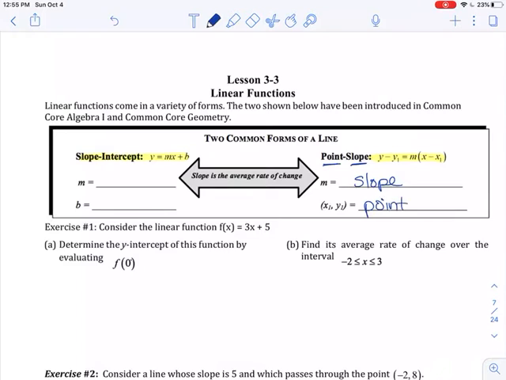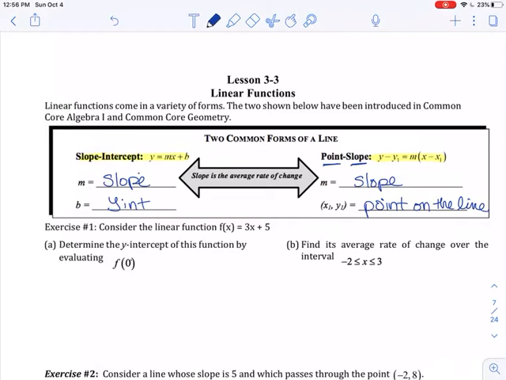So again, m is my slope, and (x1, y1) was the point on the line. So I just needed 1 point and 1 slope. If I had 2 points, then I could use either one. Whereas in Algebra 1, you used y equals mx plus b. Again, m is still your slope, but this time my b was my y-intercept. But in both of these cases, slope is the average rate of change.